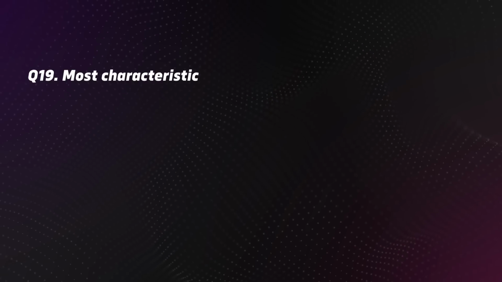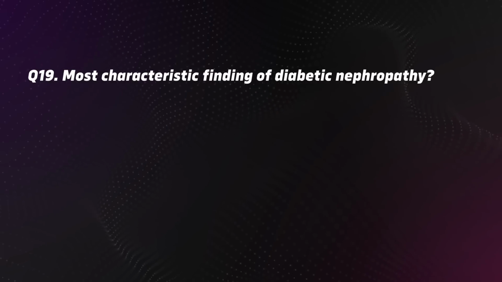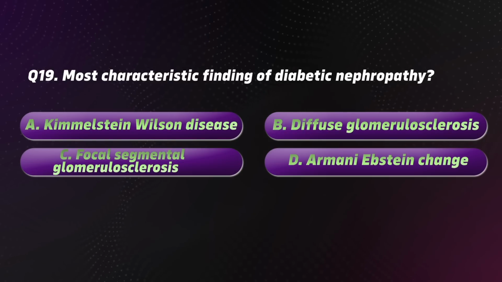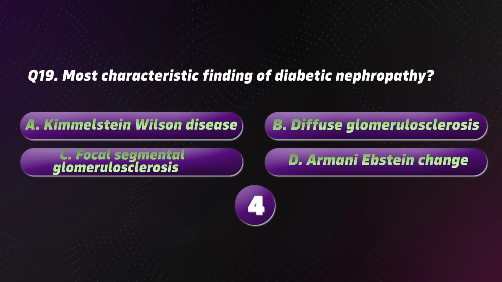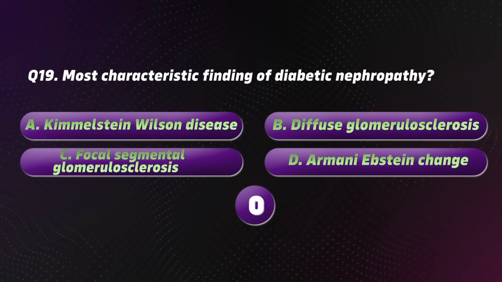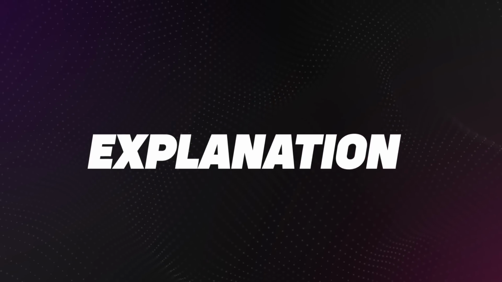Question 19. Most characteristic finding of diabetic nephropathy? Here are the options. A. Kimmelstiel-Wilson disease. B. Diffuse glomerulosclerosis. C. Focal segmental glomerulosclerosis. D. Armani-Ebstein change. And the correct answer is option A, Kimmelstiel-Wilson disease. Here's the explanation.